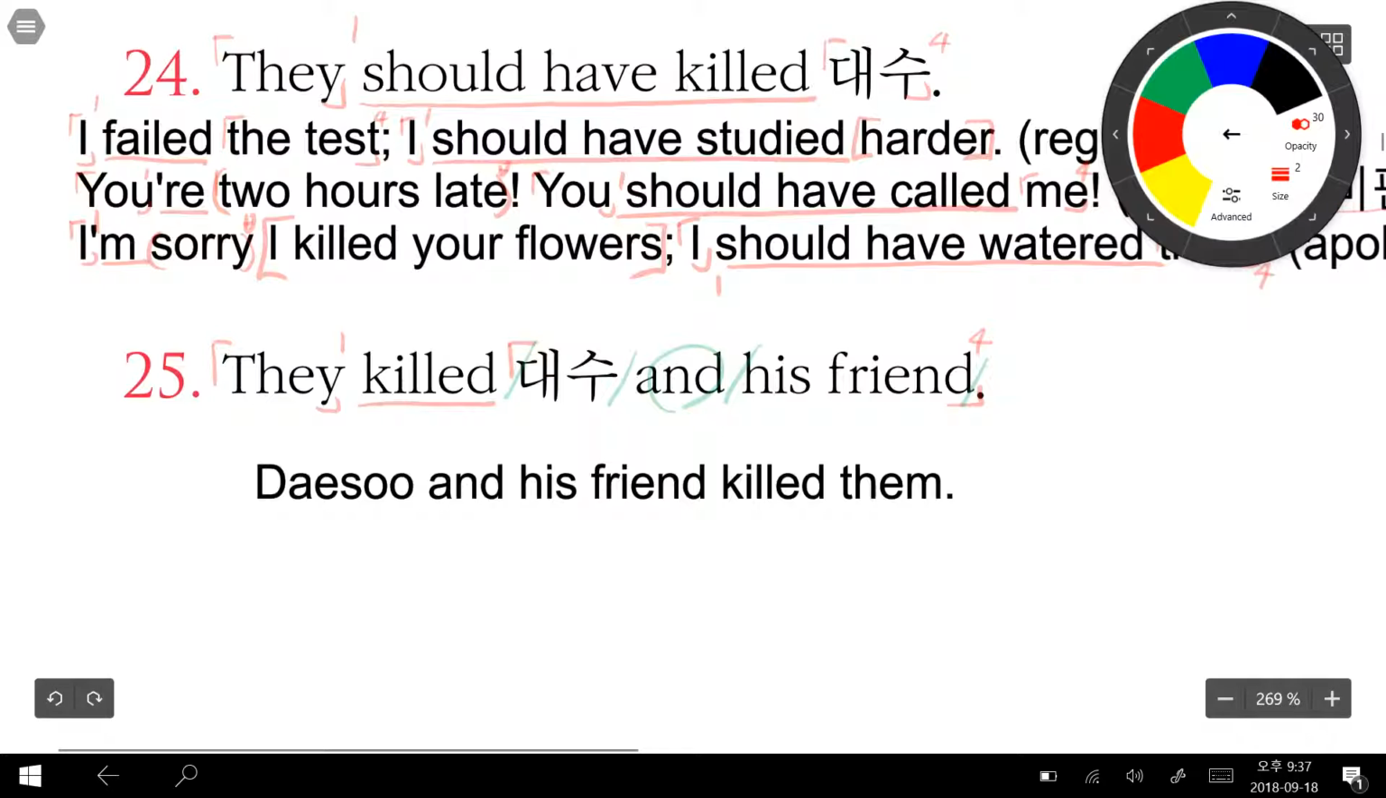In the same way that we can have a compound object, we can also have a compound subject. Take a look at this example. Desu and his friend killed them. Desu and his friend are both subjects who performed the action of killing.